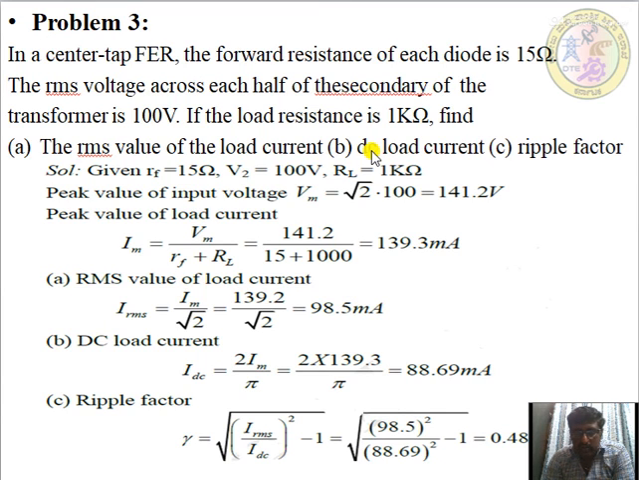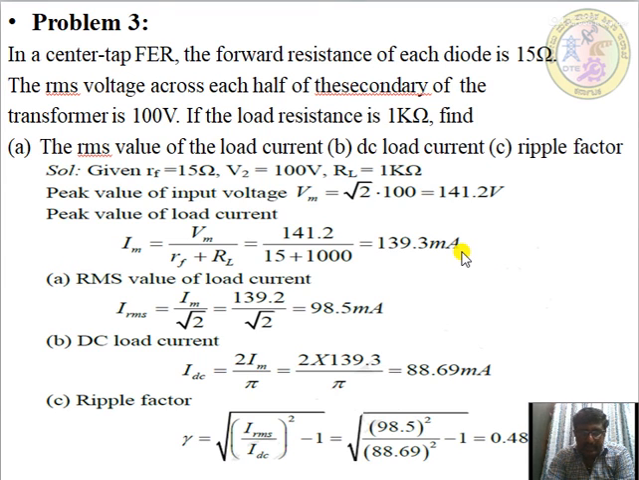Putting the V2 value as 100 volts, we get Vm as 141.2 volts. And the peak value of the load current is given by Im is equal to Vm by Rf plus RL. Putting in the values, we get 139.3 milliamps.